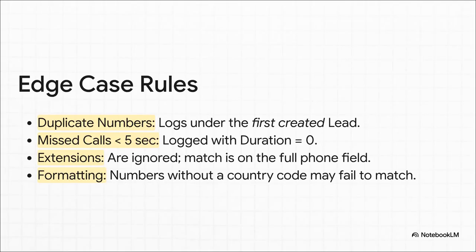So here are the rules of the road. If you've got duplicate numbers, the system just defaults to the oldest lead, the very first one created. A call that lasts less than 5 seconds still gets logged, but it'll have a duration of 0. And remember what we said about country codes? This is exactly why it's so important. Without it, that lookup might just fail.